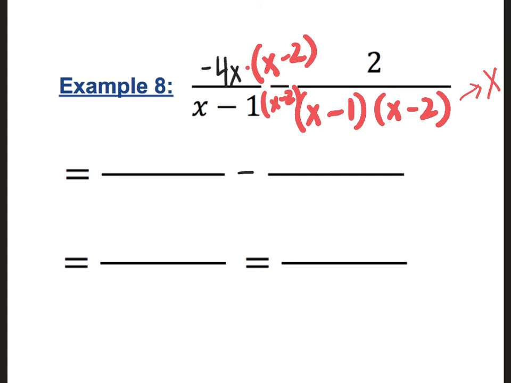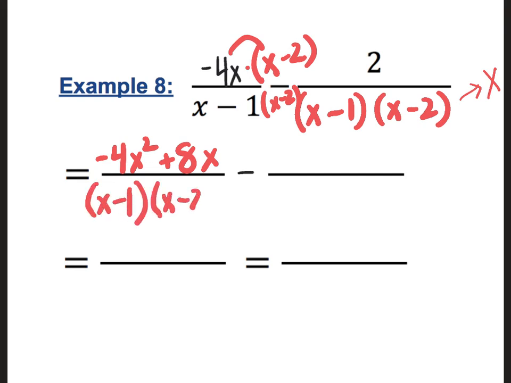When I do that, for this example, we just need to distribute negative 4x. So I'm going to have negative 4x squared, and then negative 4x times negative 2 gives me a positive 8x. Again, on the bottom, we still have x minus 1 times x minus 2. My second fraction is still the same, so minus 2 over x minus 1 times x minus 2. Again, we're going to simplify.